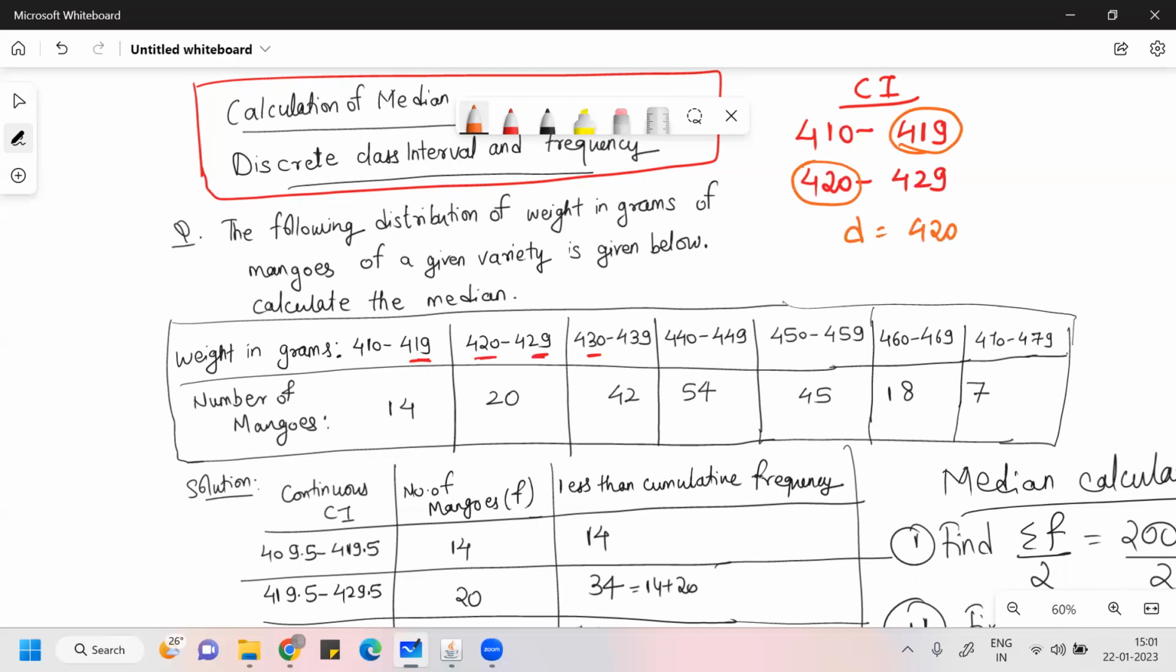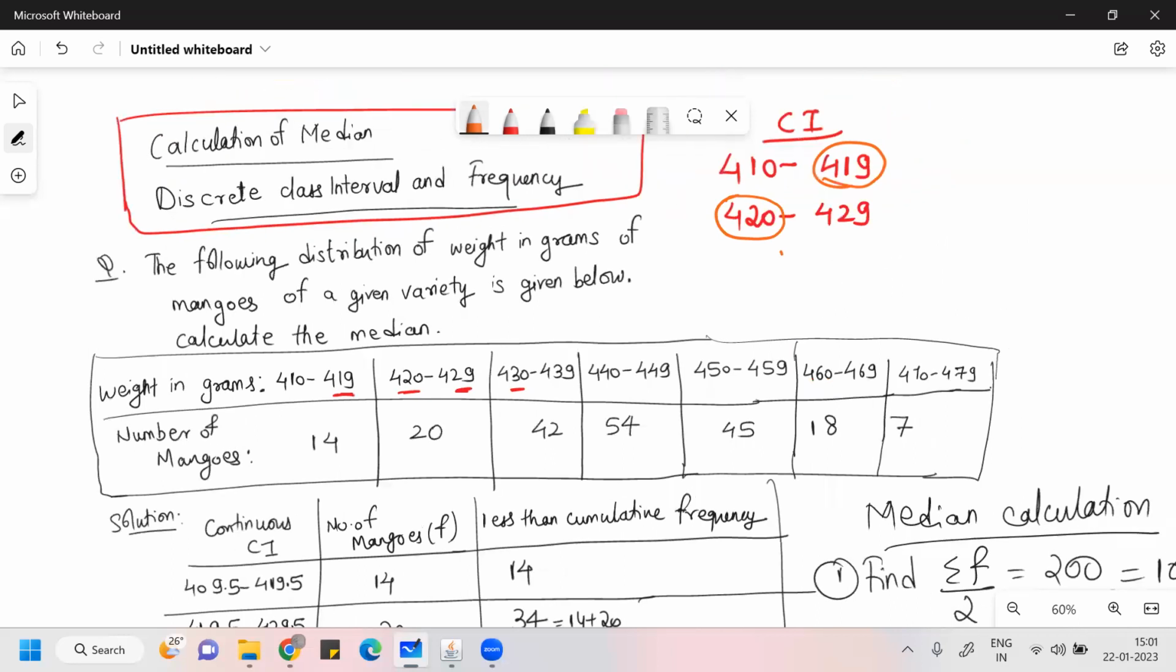Find the difference: 420 minus 419. I don't need to write it down; I believe you know that the difference is 1. Whatever difference you get, guys, just take half of the difference. Half of 1 is 0.5. Once you get this value 0.5, you subtract it from the lower limit and add it to the upper limit. So now how will you convert this into a continuous class interval?